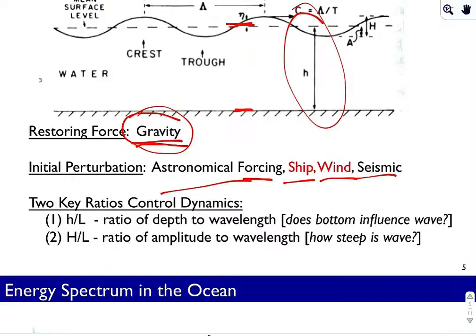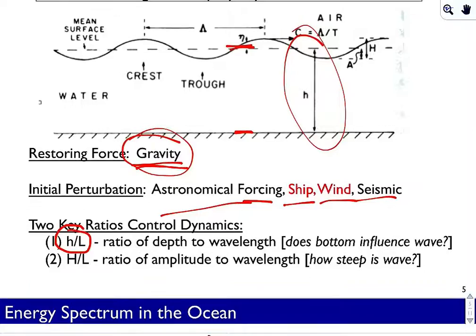There are 2 key ratios that control the dynamics. One is very important: the depth divided by the wavelength, so the ratio of the depth to the wavelength. And the other is the wave height divided by the wavelength, and this is a measure of how steep the wave is.